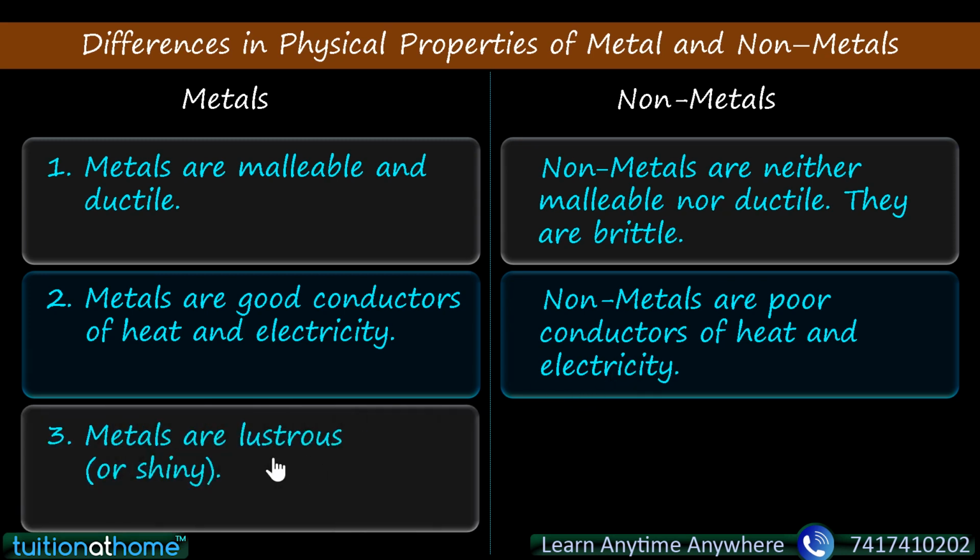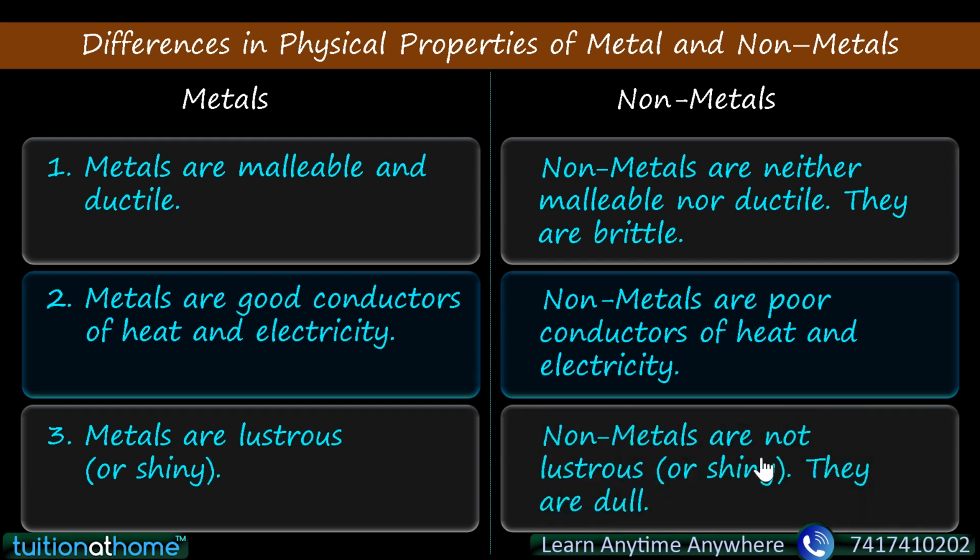The third difference is that metals are lustrous. Yes, they have a very beautiful shine on them. Whereas non-metals are not lustrous or shiny. They are usually dull. An exception can be graphite again, which has some shine on it. Similarly, iodine also has some shine on it. So these two can be exceptions to the luster property.